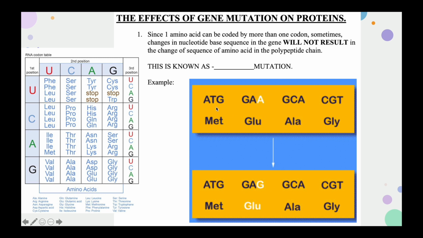For example, this is the original DNA sequence of a coding strand of a gene. This, however, is the DNA sequence after mutation has taken place. As you can see, the base adenine in the original DNA sequence is being replaced by the base guanine. However, since GAA and GAG both code for glutamic acid, the protein produced after gene mutation remains essentially the same. This is known as silent mutation.